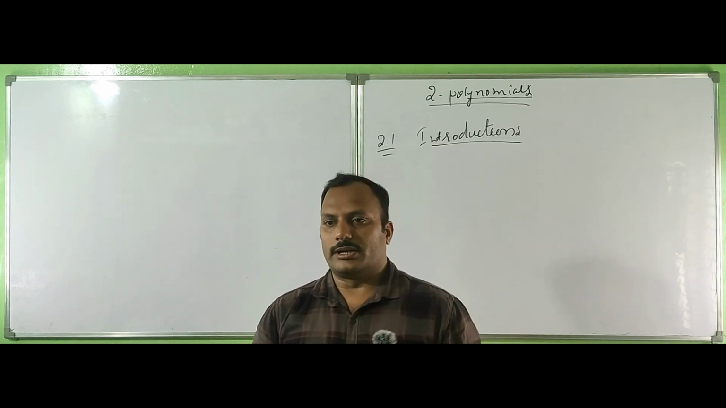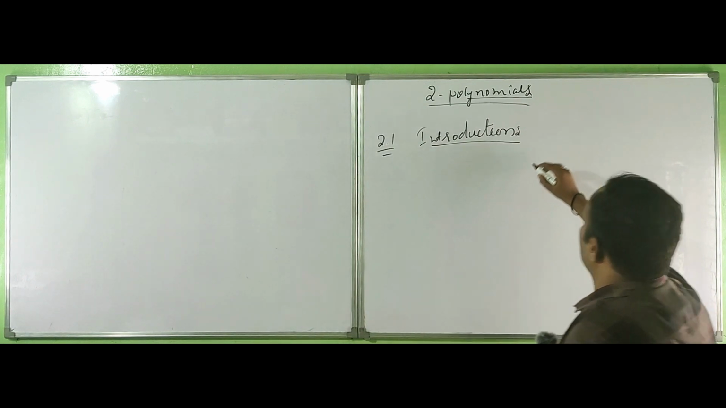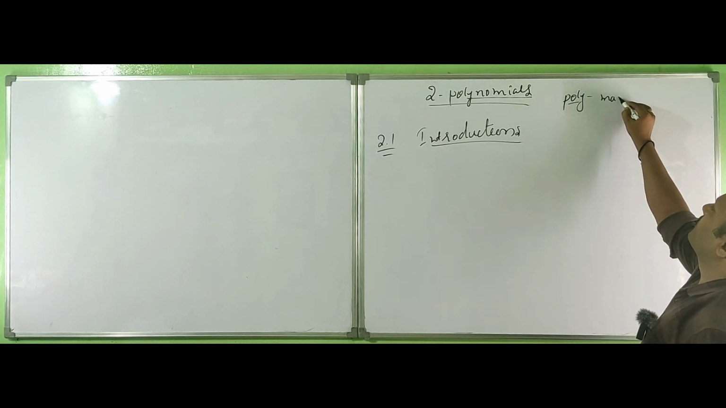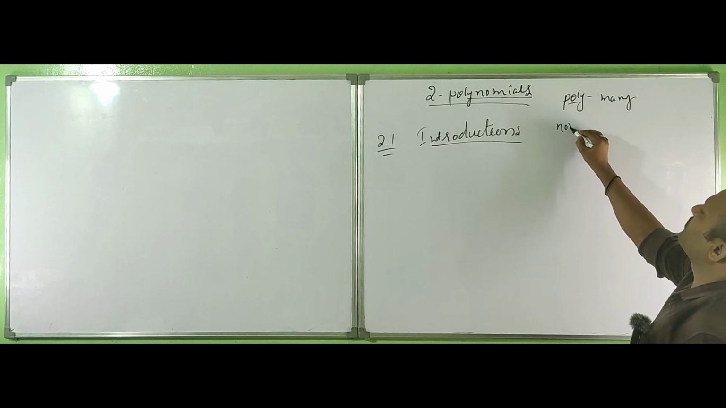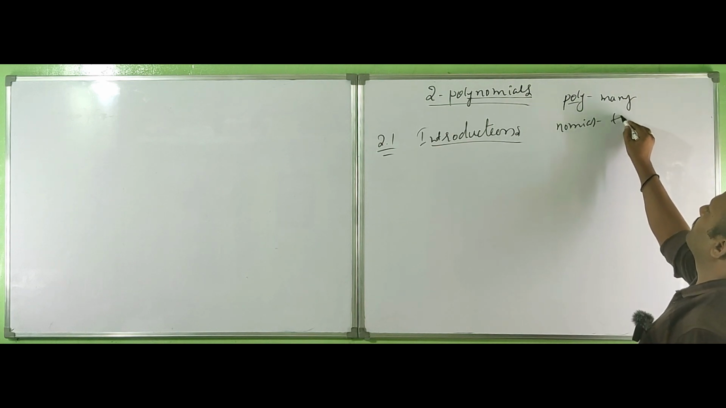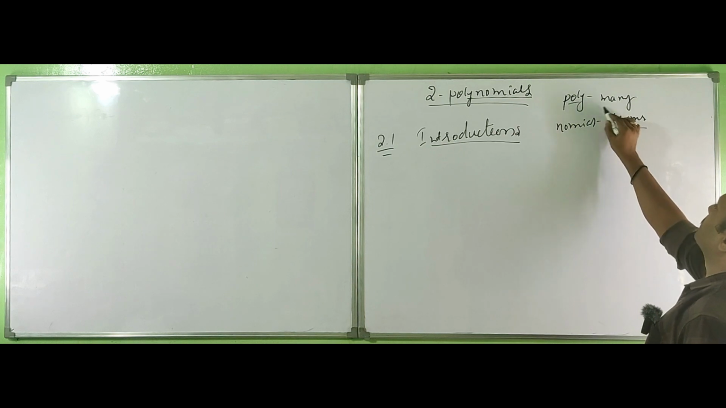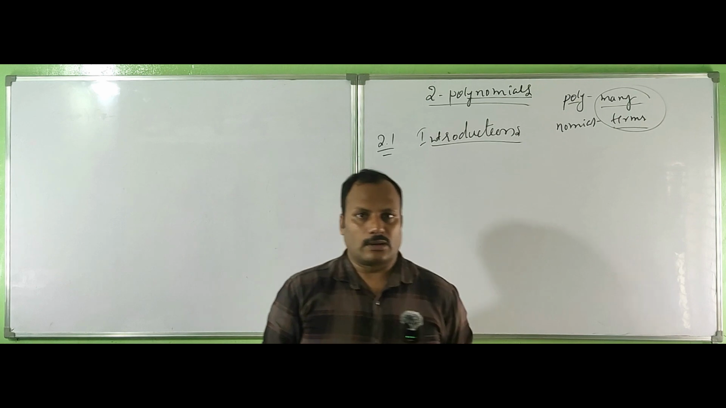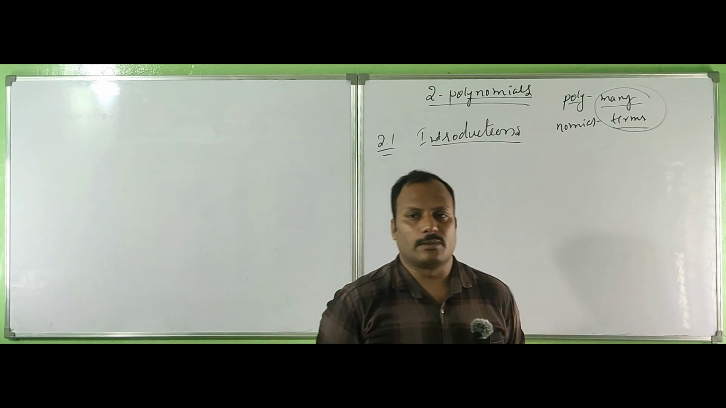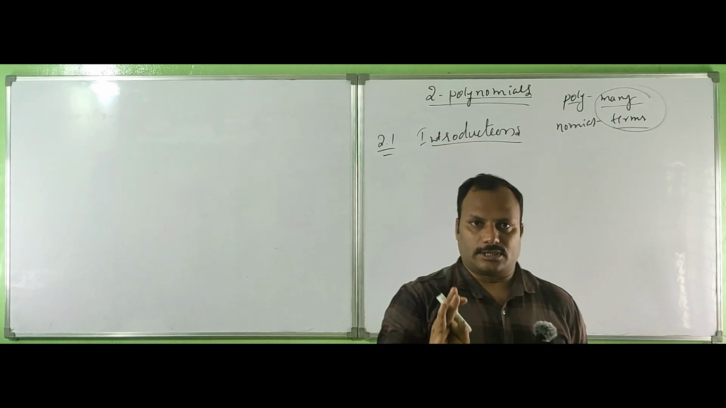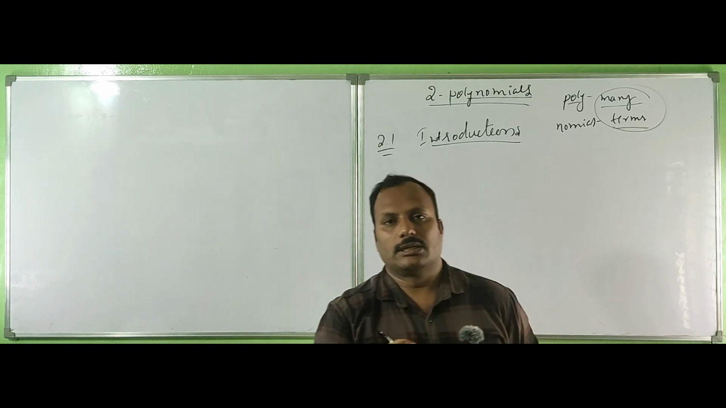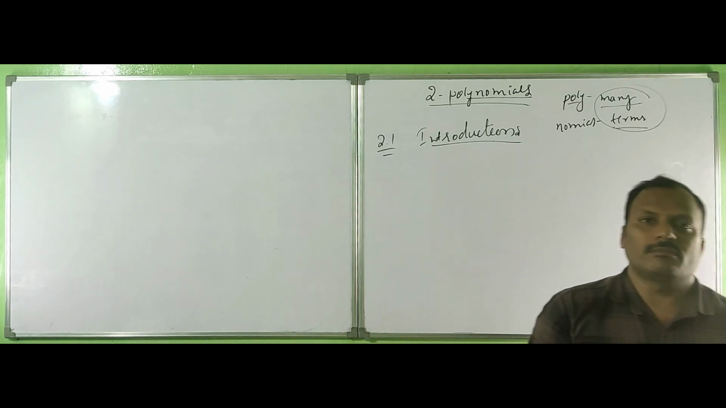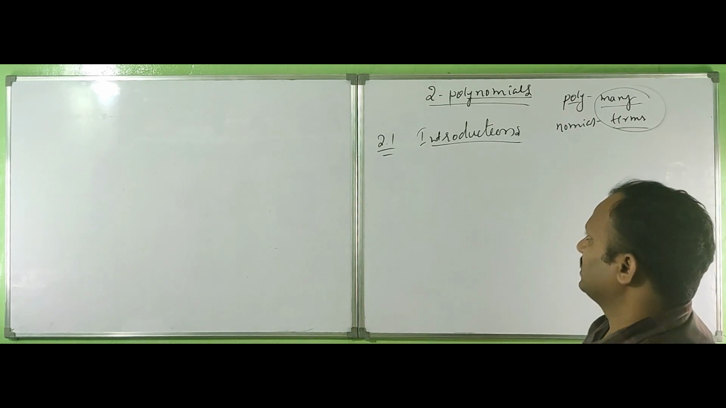Polynomials. Poly means many. You already know this from 9th standard. Poly means many, and nomials means terms. So many terms. Any algebraic expression or function, a relation, a combination of more than two terms is called a polynomial equation, right?